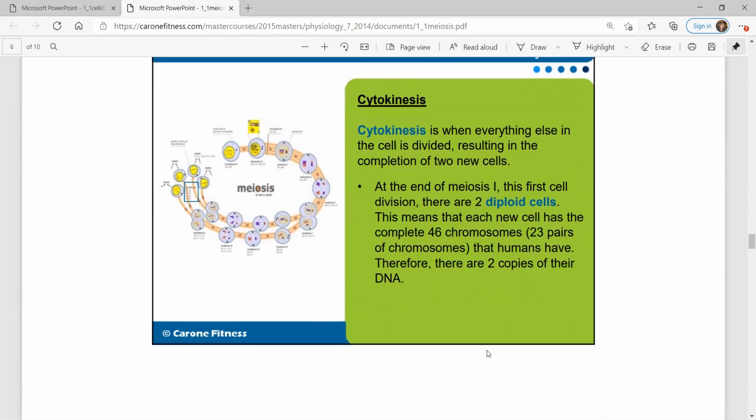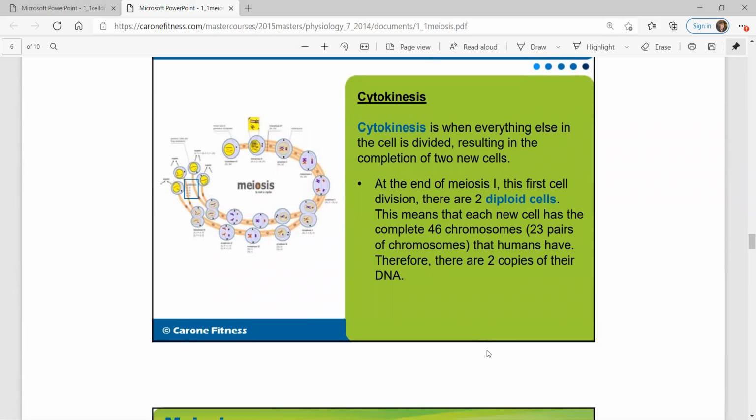At the end of meiosis 1, this first cell division, there are 2 diploid cells. This means that each new cell has the complete 46 chromosomes. 46 chromosomes come in pairs, so we have 23 pairs of chromosomes that humans have. Therefore, there are 2 copies of their DNA. Think of meiosis as forming 2 of everything.